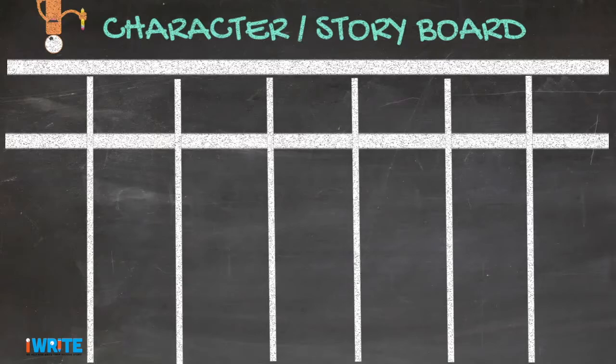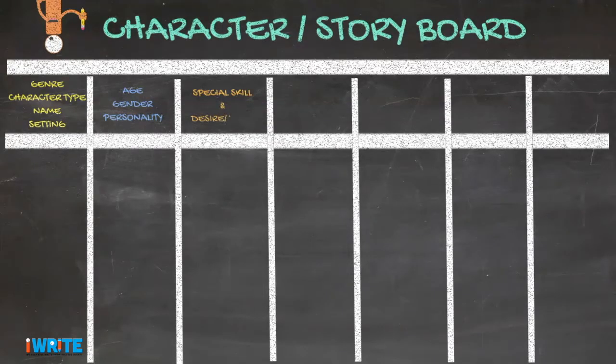Now at the top of this far left column, we're gonna write these words: genre, character type, name, and setting. We'll be filling those out here shortly. In the second column, write age, gender, and personality. In the third column, we'll write special skill, and then below that, desire / goals. In the fourth column, biggest fear and weakness. The next column, we're gonna do their best friend or a sidekick. Our sixth column will have the word problem. And the last column, the word solution.